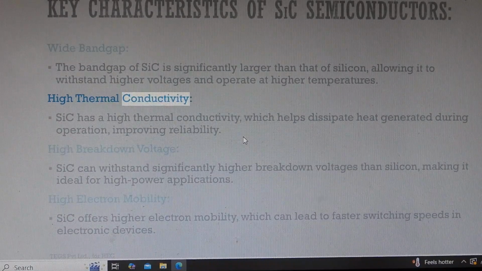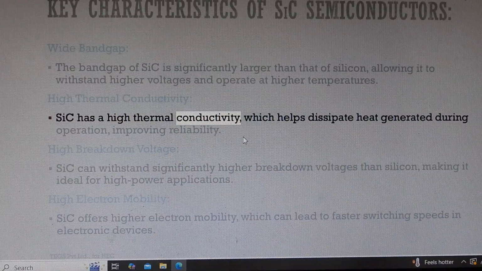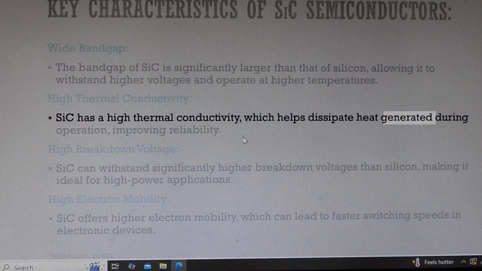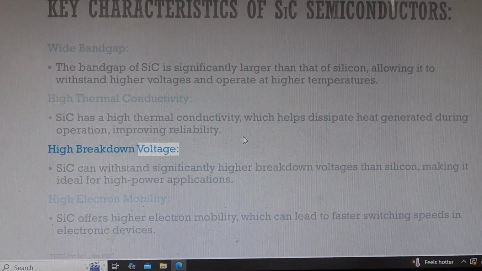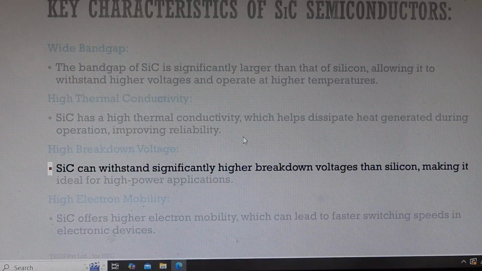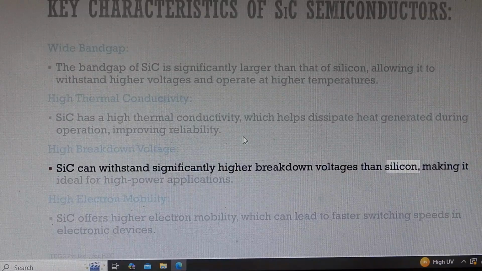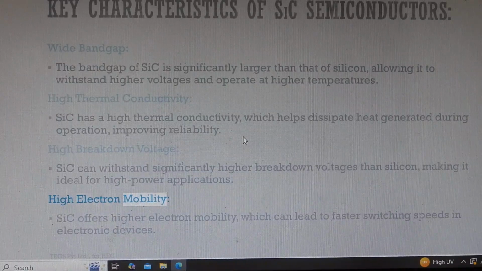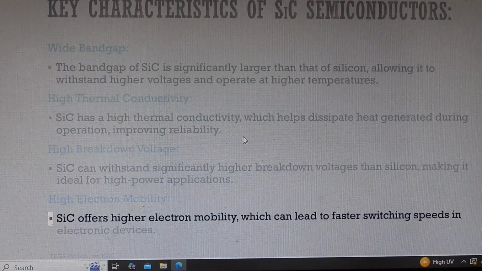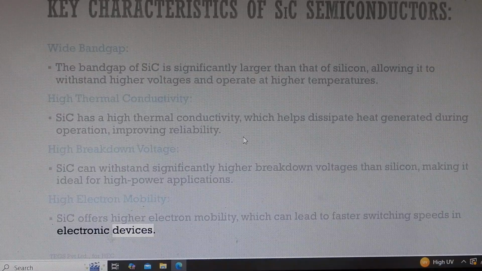High thermal conductivity. SiC has a high thermal conductivity, which helps dissipate heat generated during operation, improving reliability. High breakdown voltage. SiC can withstand significantly higher breakdown voltages than silicon, making it ideal for high power applications. High electron mobility. SiC offers higher electron mobility, which can lead to faster switching speeds in electronic devices.